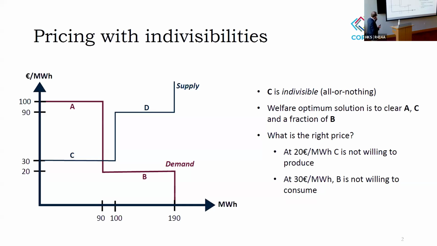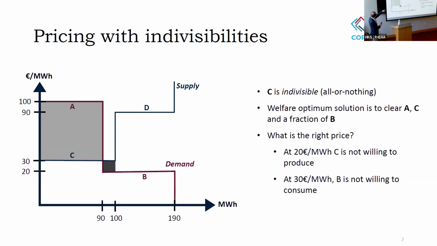Now, the issue that we are going to study is what happens if I add just a tiny constraint on that market and I say that now the offer C is indivisible. It can produce either zero or 100, but it cannot produce anything in between. Then you can ask again, what would be the optimal allocation and what would be the market clearing price? The optimal allocation is quite straightforward. You would now clear C entirely because it's indivisible. You would clear A, but now you would also clear 10 megawatts on the demand bid B.